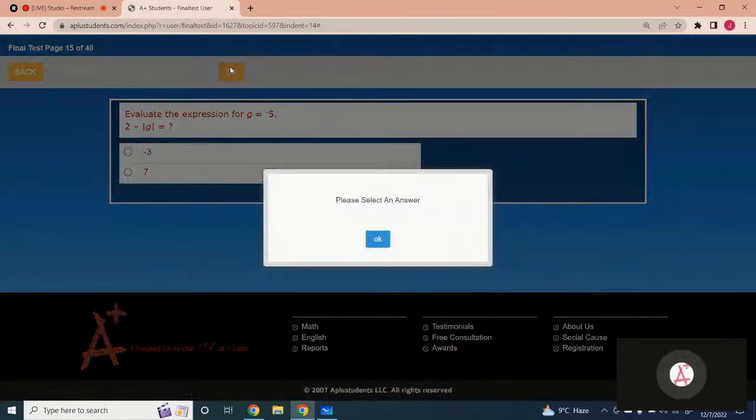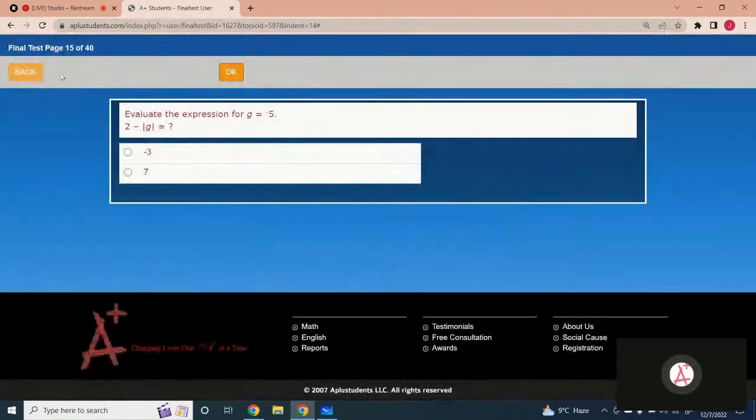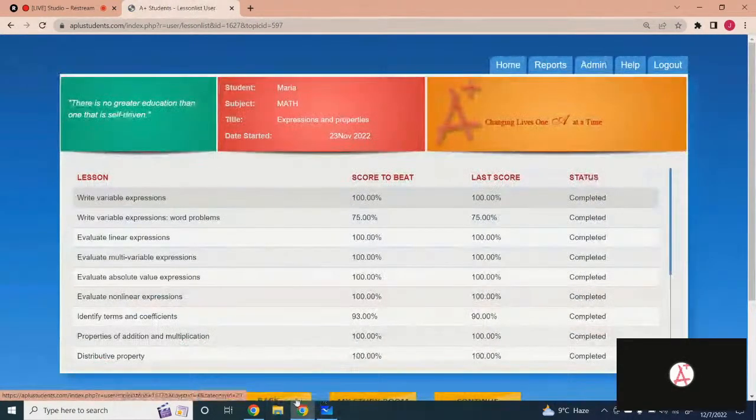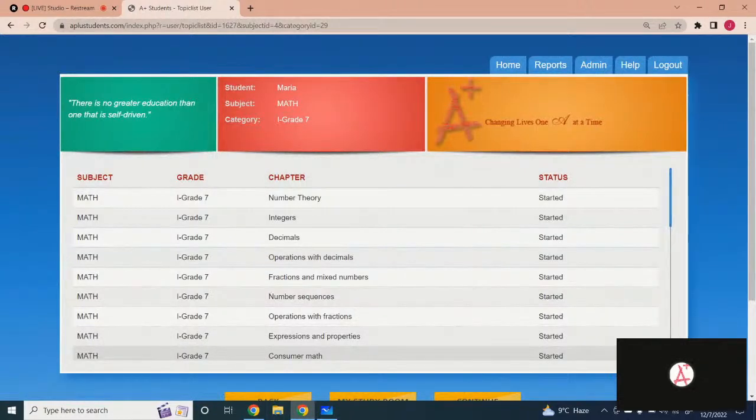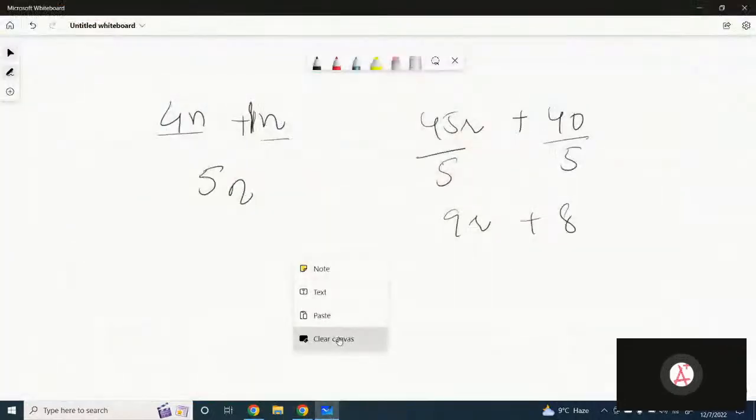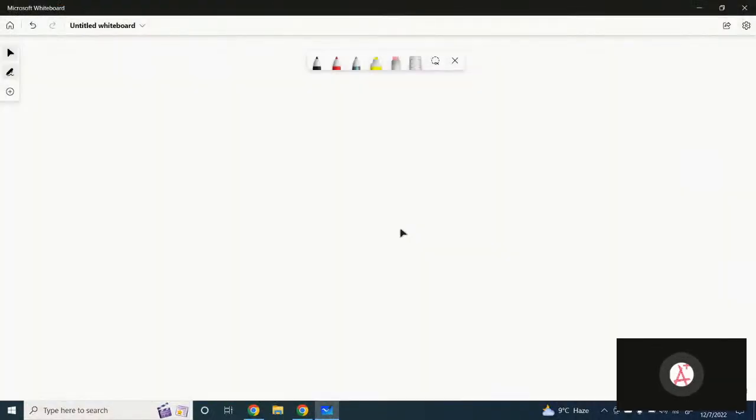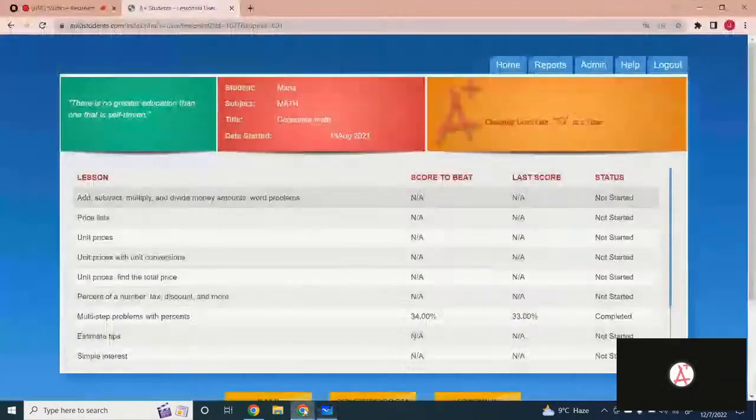Okay, you can complete the test by yourself later today. Let me just move on to the next topic. We have to start with a new chapter. The new chapter we're going to start is consumer math. Let's start with the new chapter. And the lesson name is subtract, multiply, and divide money amounts, word problems.